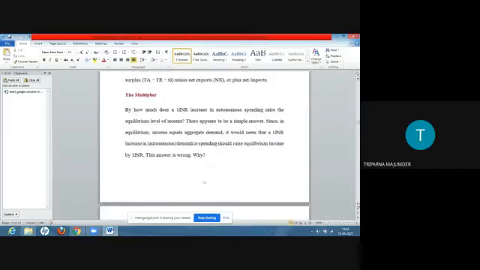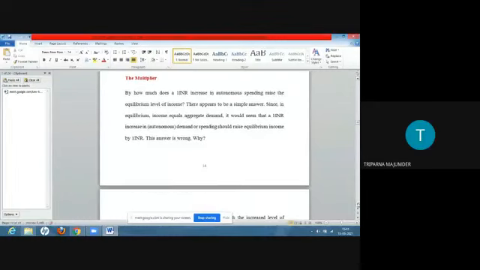Now we move on to the multiplier. This is a very important concept in our theory.